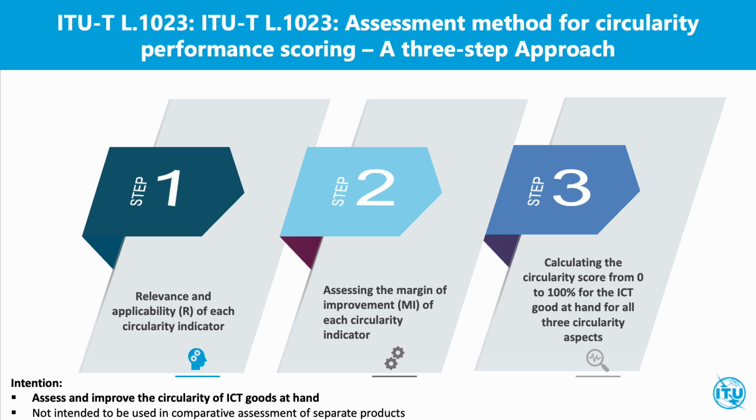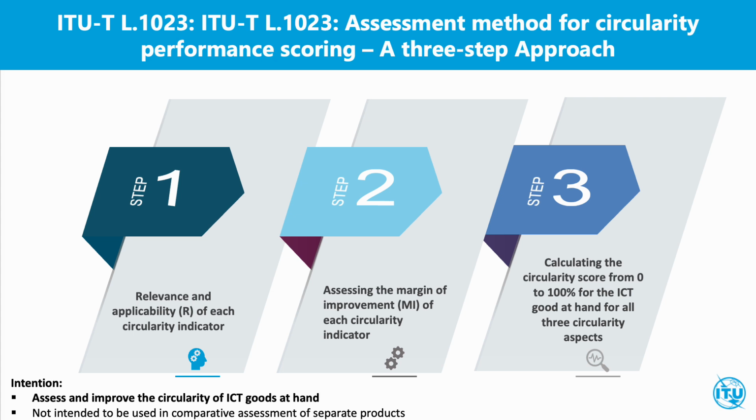Following the guiding strategies, ITU-T L.1023 provides a three-step methodology to help designers evaluate how circular a product is, and how it can be improved. The steps are simple but powerful. 1. Assess how relevant each circularity criterion is to the specific product. 2. Evaluate the margin of improvement, in other words, how much room there is to do better. 3. Combine those values to calculate a circularity score from 0 to 100%. This approach gives designers a clear picture of where to focus their efforts, and helps guide product development towards circularity and sustainability.